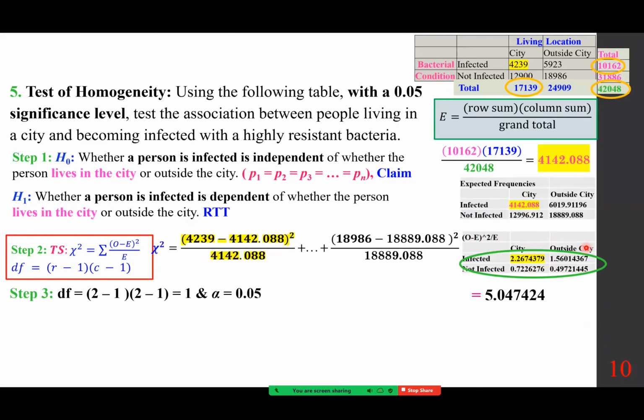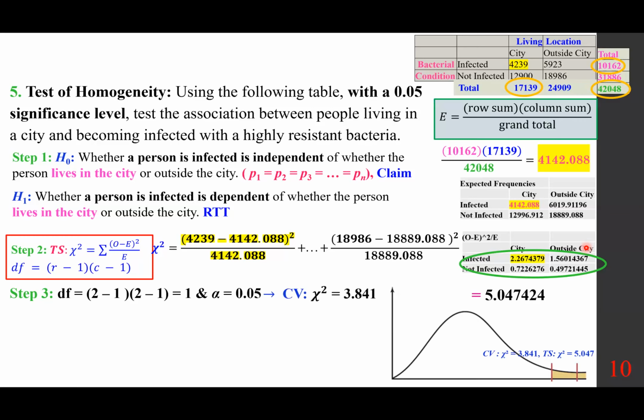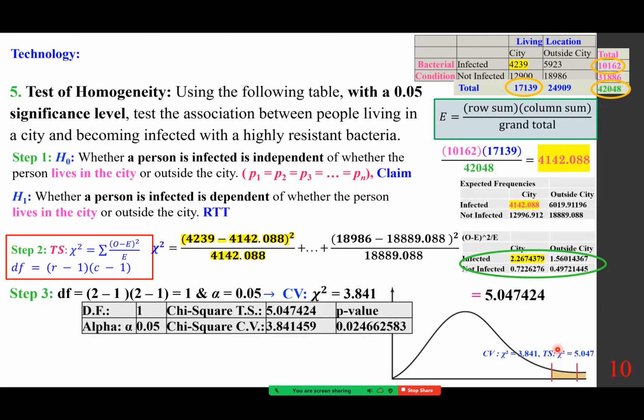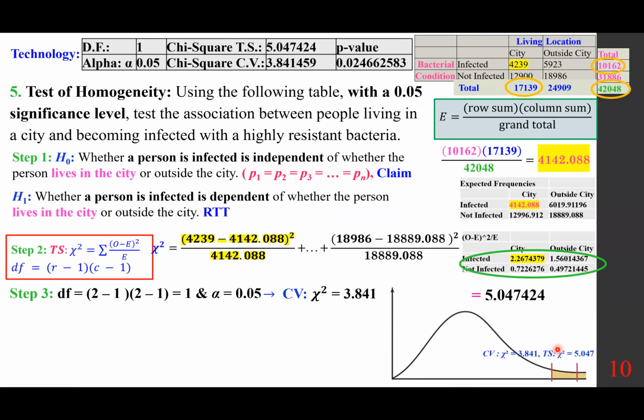The degrees of freedom is 1 because you have two columns, two rows, 2 minus 1, 2 minus 1. The product is 1, alpha is 0.05, so you get the chi-squared of 3.841. And if you go with this graph, you can see that the test statistic is way larger than the critical value, which puts us way into the rejection region. Therefore, we reject H0.